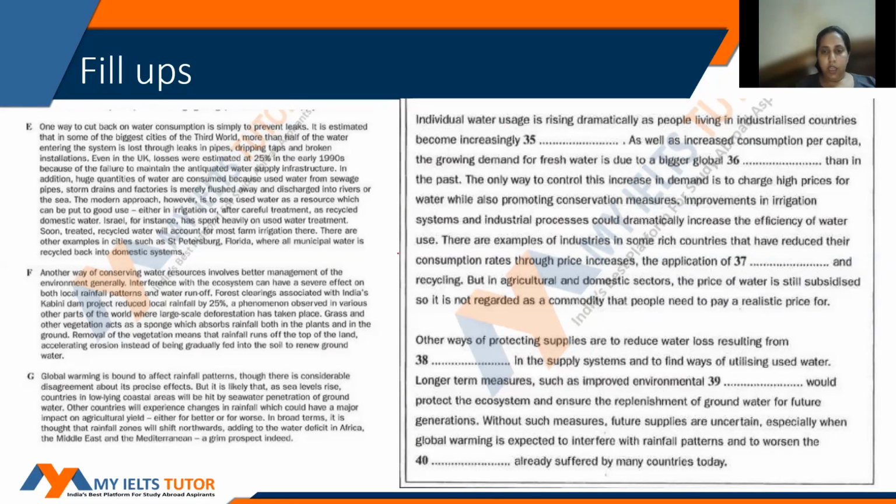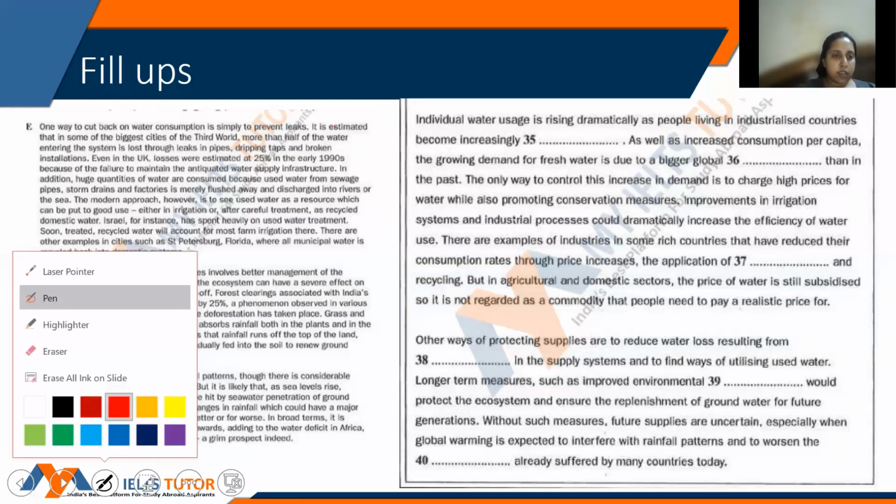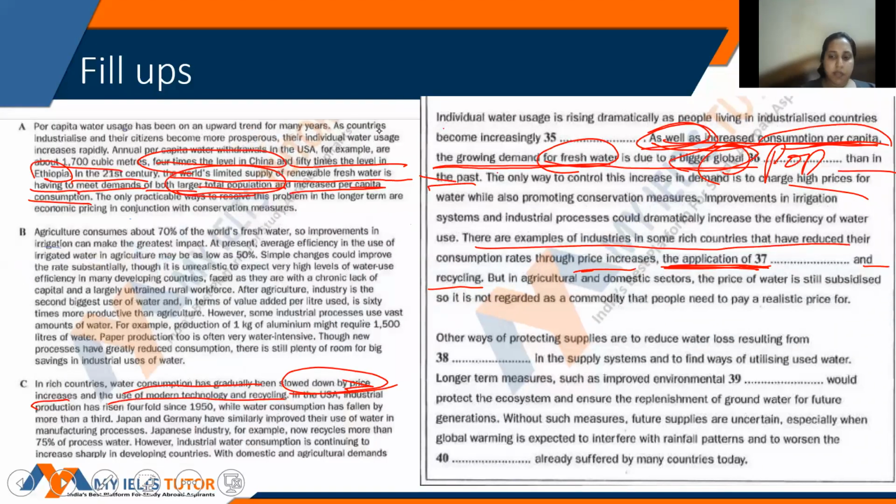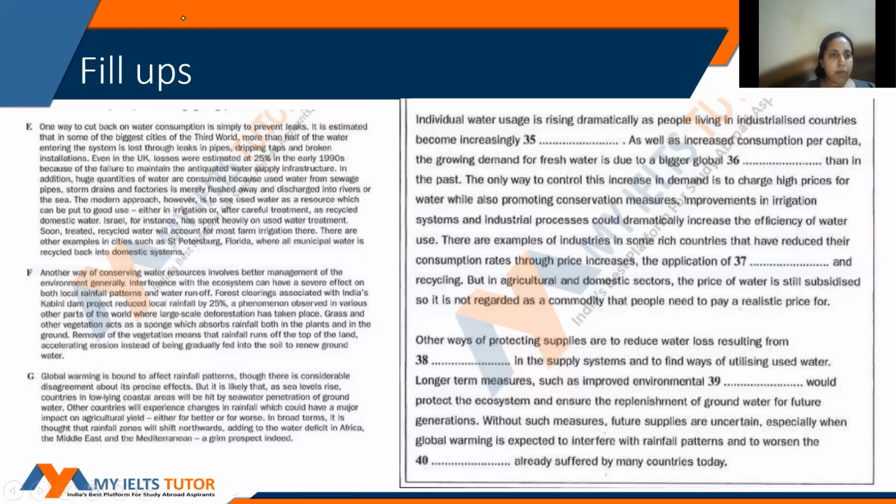Okay. So other ways of protecting supply are to reduce water loss resulting from leaks in the supply system. What do they have here? Leaks. So they have written here that it is estimated that in some of the biggest cities of the third world, more than half of the water entering the system is lost through leaks in pipes.